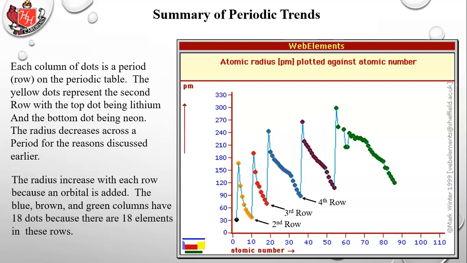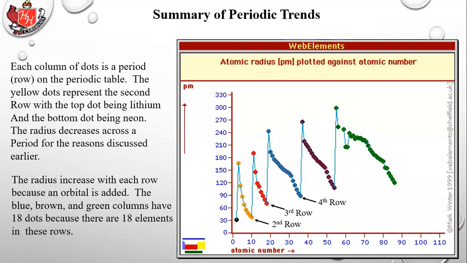The radius increases with each new row because an orbital is added. So if you look at the bottom yellow dot there, that's neon. Then when you go to the next row, the first element in the next row, that would be sodium, Na, the atomic radius jumps way up. That's the top red dot, and the reason that happens is because you've added a third orbital there.